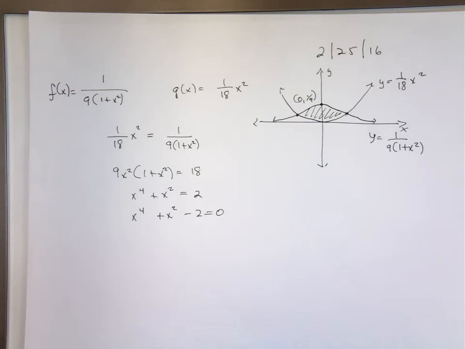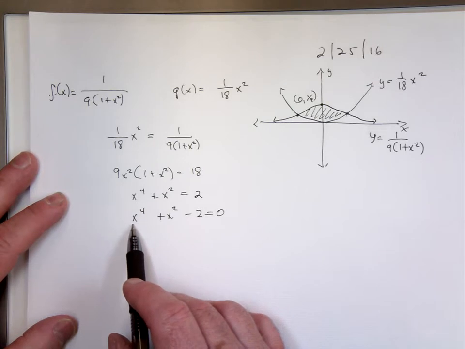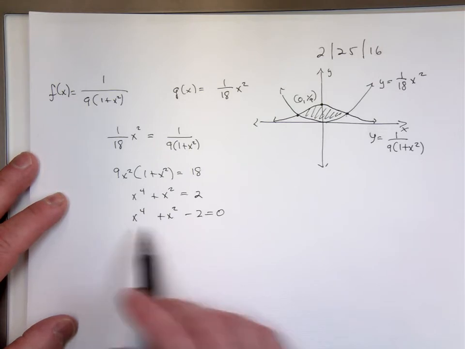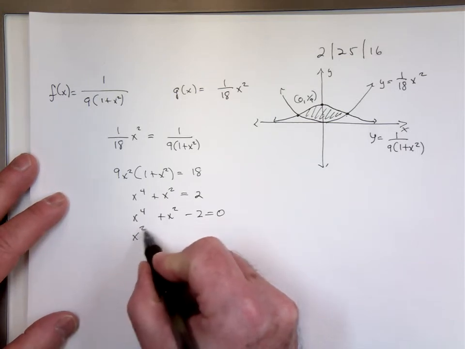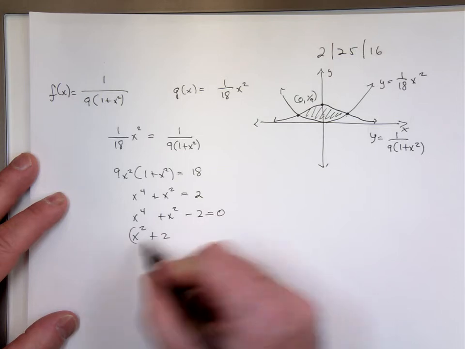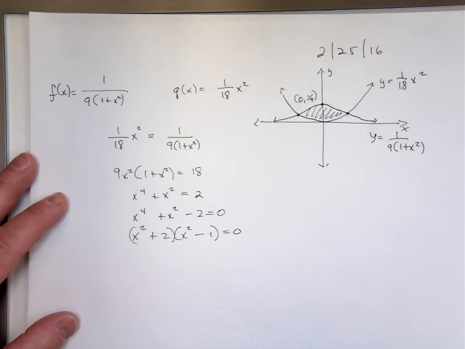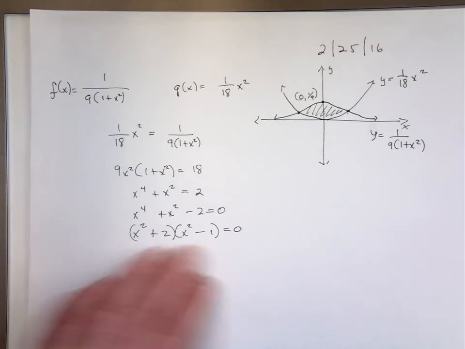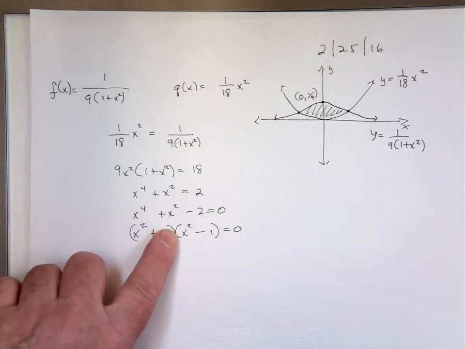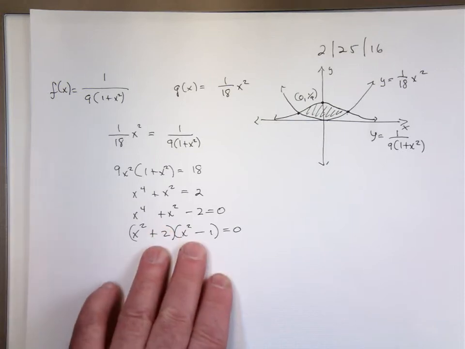And now I can factor it. Even though it's a 4th degree polynomial, we can still factor it. I need two numbers whose product is -2, whose sum is +1. It's pretty clear cut. We're going to have a +2 and a -1 to factor it. Okay? Check it out. The fact that it's x to the 4th and x squared doesn't really mean a heck of a lot. Now, I set each factor equal to 0.